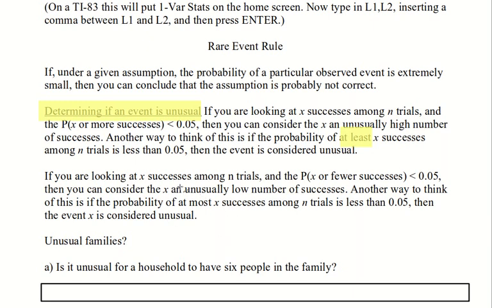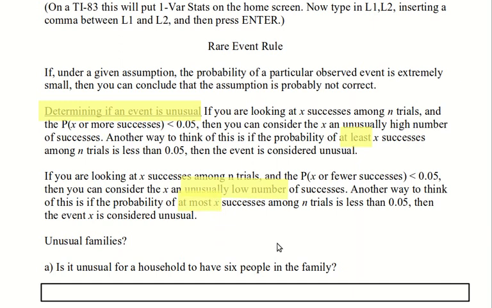So if when you look at a random variable and you say, well, that's a small number of successes, then you need to consider all the random variables smaller than it, and that includes 0. Another way to think of this is if the probability of at most x successes among n trials is less than 5%, then the event is considered unusual. And here the key phrase is at most x successes.